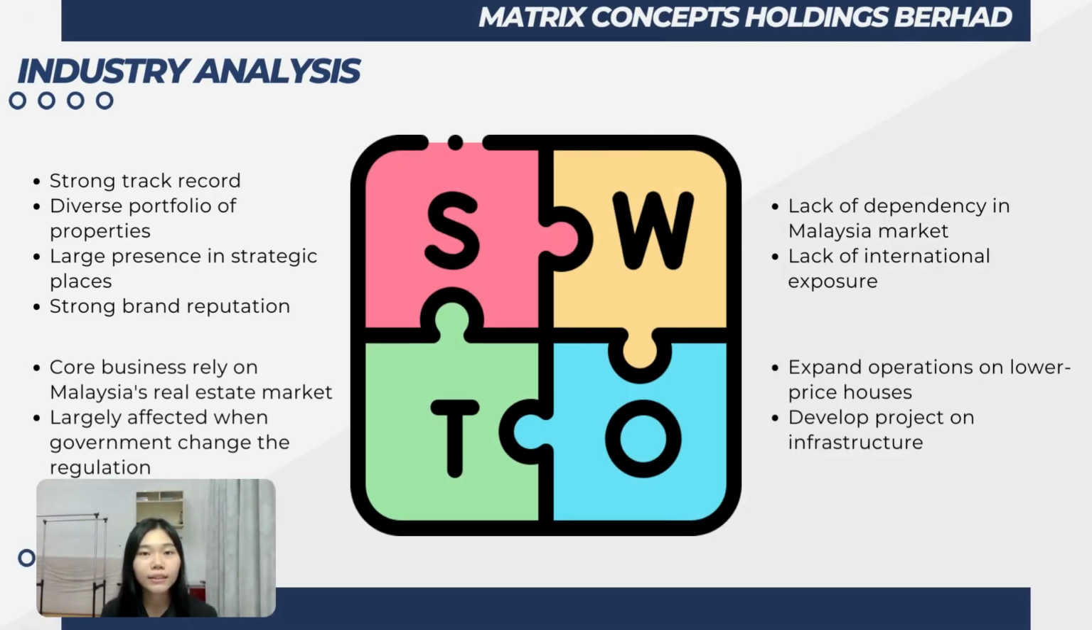Next is SWOT analysis. First is strengths. They have a strong track record and strong brand reputation. For their weaknesses, they lack diversification and lack international exposure. For their threats, their business relies on Malaysia's real estate market, where when the government changes the regulation, they will be largely affected. For their opportunities, they can expand operations into lower-priced houses and development projects on infrastructure.